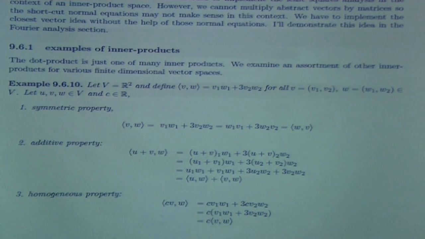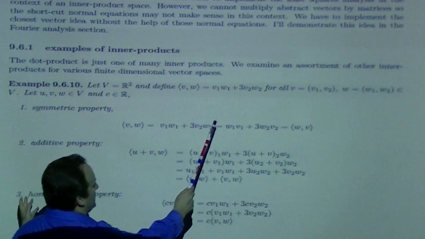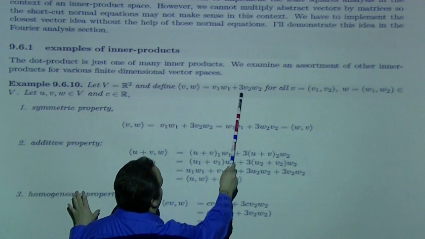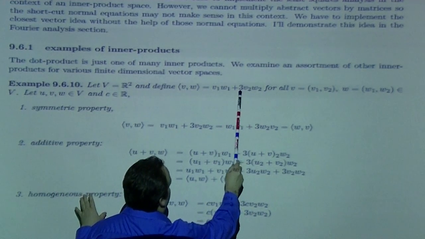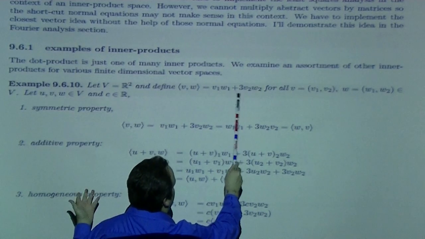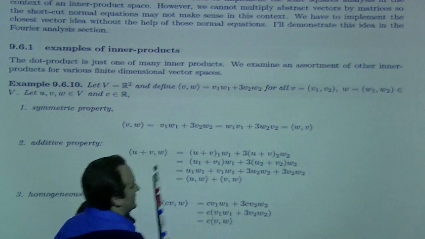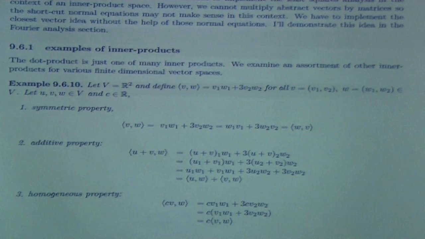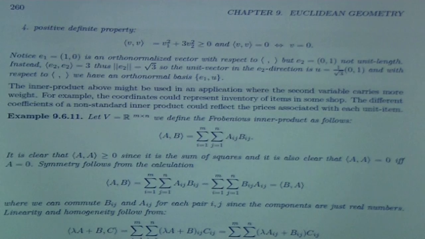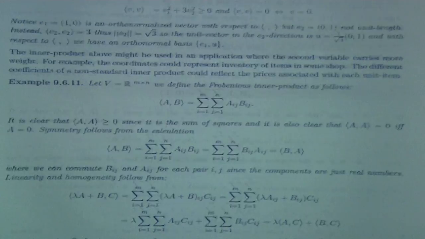There are lots of inner products. Here's one you could use for grades. Maybe the grade of the second student is worth three times as much as the grade of the first student or something like that. So you could use a weighted inner product. But you can prove that it satisfies the same pattern as a dot product. So you could use it for a weighted grade system. We wouldn't do that here. We can barely understand 1,000 points.